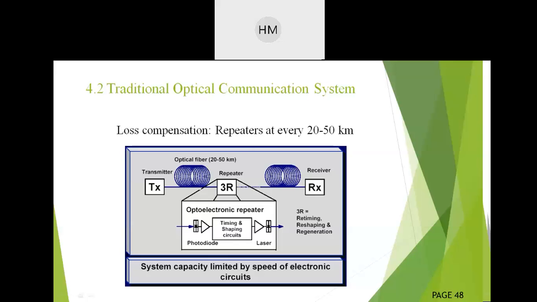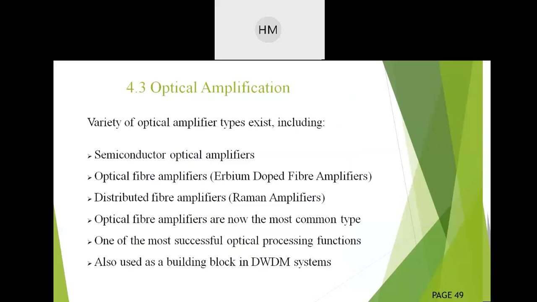Light can propagate thousands of kilometers from one end to another end, but I have to use repeaters in between the optical fibers. So this is a conventional diagram which shows how system capacity is limited by the speed of electronic circuits. But nowadays, these repeaters and regenerators are replaced by optical amplifiers.